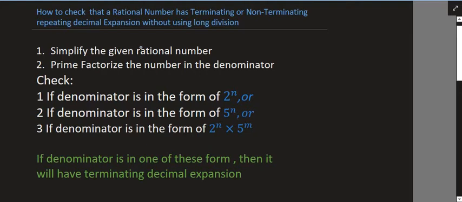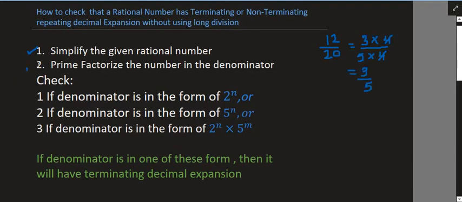So how to check that a rational number has terminating or non-terminating repeating decimals without actually doing long division? First, we will simplify the given rational number. It means we have to convert it into the lowest form. If there are any common factors in the numerator and denominator, then cancel them out first. Let's suppose it's given as 12 over 20. We can say both of them have 4 as a common factor. So we can write it as 3 times 4 and 5 times 4. Here 4 will be cancelled out, so the lowest simplified form is 3 by 5.